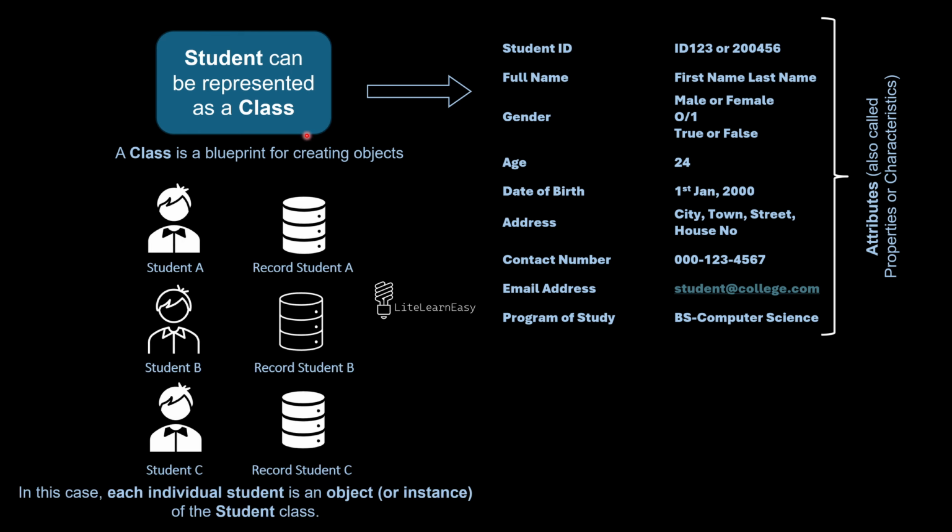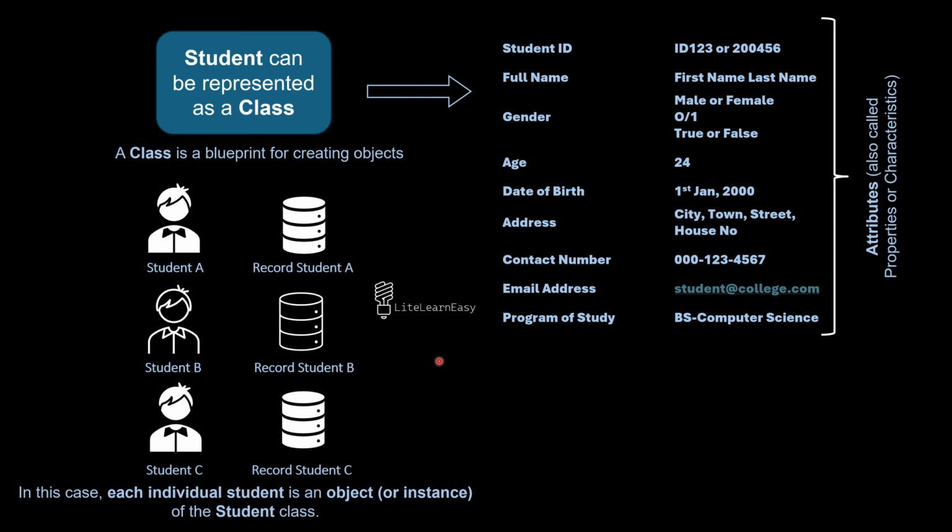Now I can create multiple instances or multiple objects from this student class. Let's say I can instantiate multiple student objects from this student class, such as student A, student B, and student C. That's why we say that a class is a blueprint for creating objects. So the blueprint of a student class can be realized in the form of a student A object, a student B object, and a student C object. Each of them will have its own record for the following attributes, properties, or characteristics. So student A has its own record, student B has its own record, and student C has its own record.